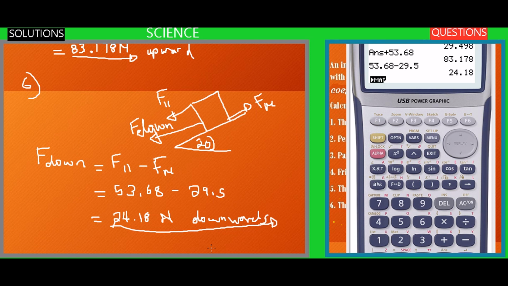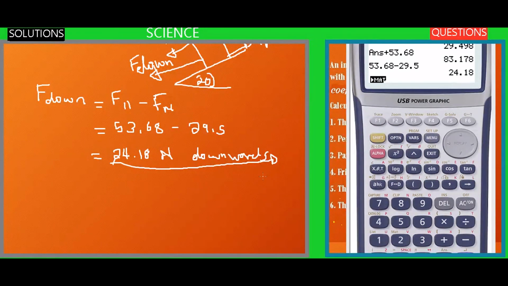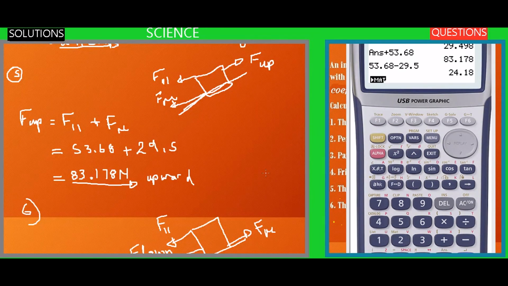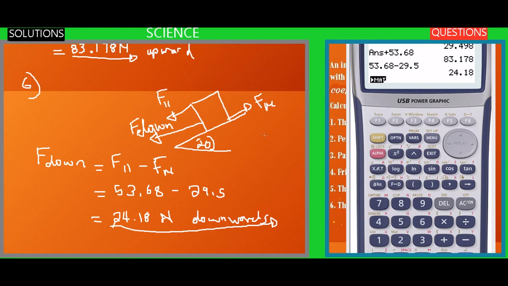As you can see, the force that goes downwards is smaller than the force that goes upwards, and you have to demonstrate and explain the direction, that this one goes upwards and this one goes downwards, so that they will notice which ones go up and which go downwards, or they may add marks for this. So that's it for this question.